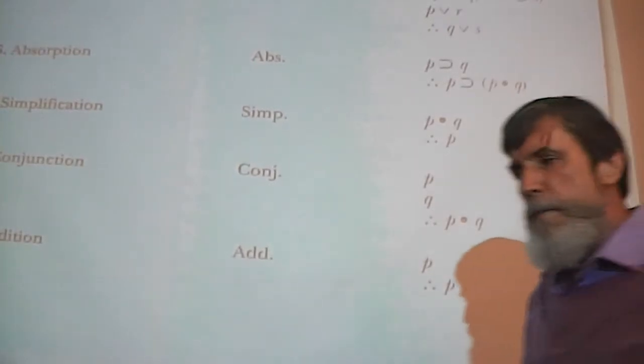Simplification has only one premise. It's a conjunction. The conclusion is the left-hand conjunct of that premise. Conjunction has two premises. They could be anything, right? Because anything could be substituted for the variables P or Q. Conjunction has two premises, and its conclusion is a conjunction of those premises.